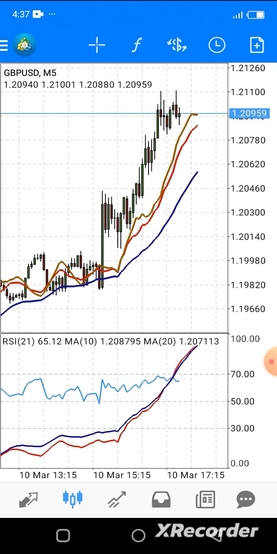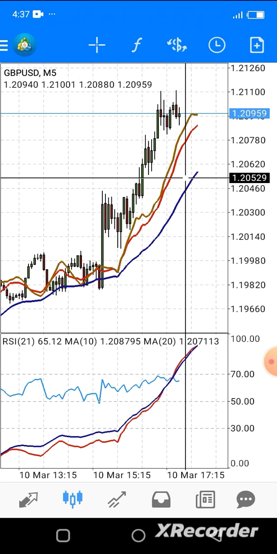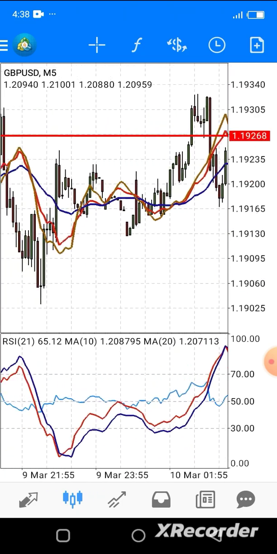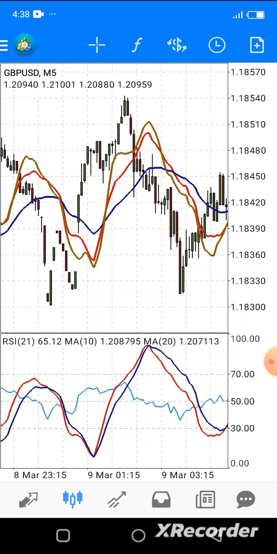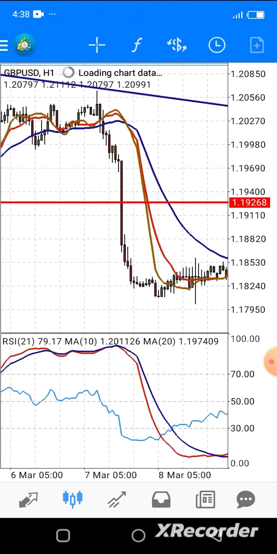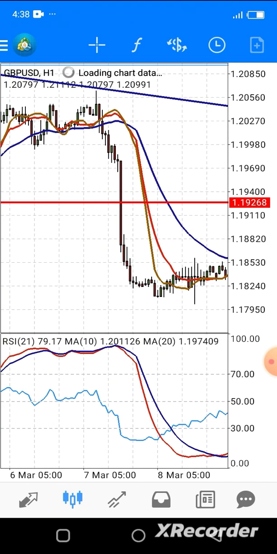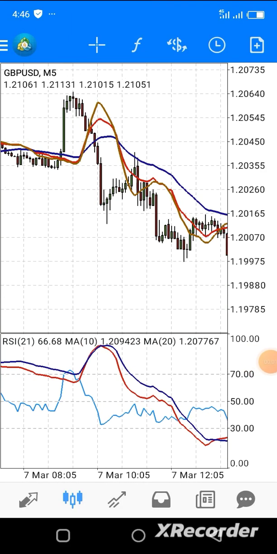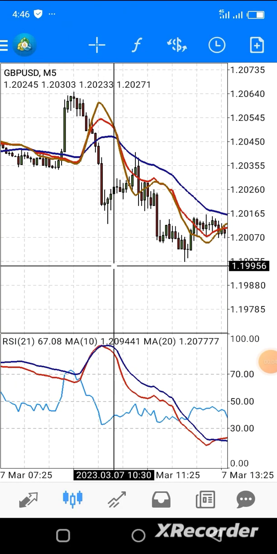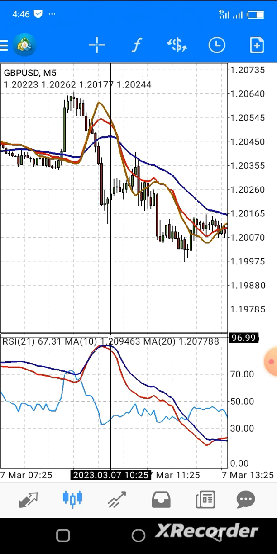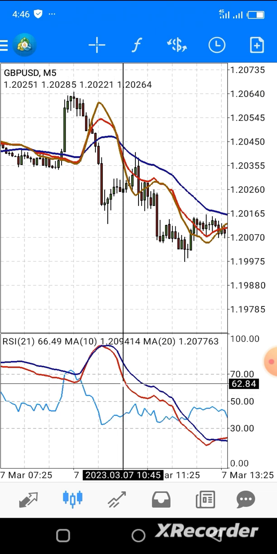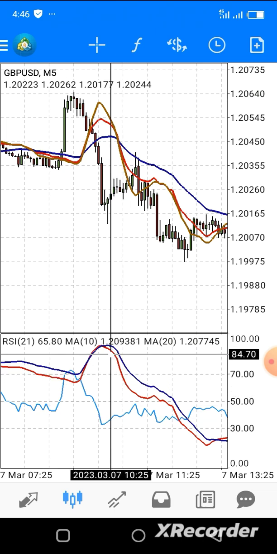So for a sell trade, you are going to place your stop loss above the blue moving average. Let me check for a sell trade. Okay, this is an example of a sell trade right here. As you can see, at this point, I first of all check my RSI is below 50, and look right here again, a crossover has happened below.